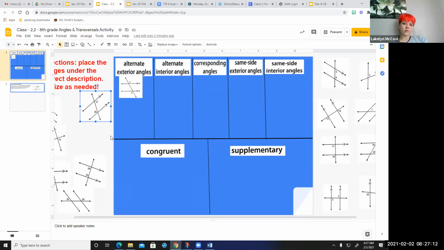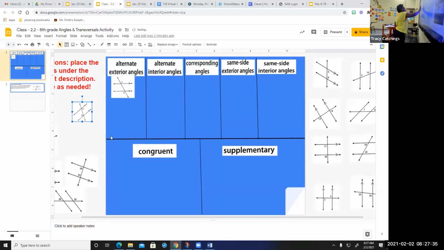Alternate exterior. Who is that? Alyssa. You said exterior? Isn't that alternate interior? Why did you say interior, Sam? Because it's on the inside. Good job. They are on the inside. That is alternate interior. Great. I'm going to resize it a little bit so it'll fit.